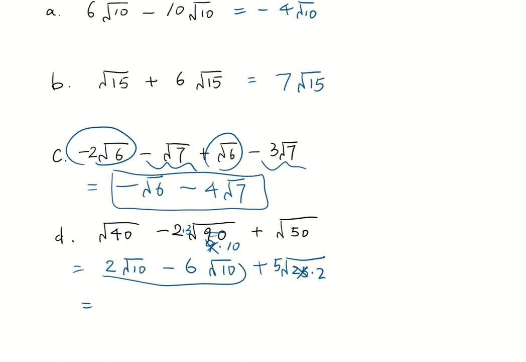So the first two terms are like terms, or like radicals. You can combine them. You get negative 4 square root of 10 and plus 5 square root of 2. And you cannot combine these two terms. Hopefully you get them all correct. And this is the end of this video.